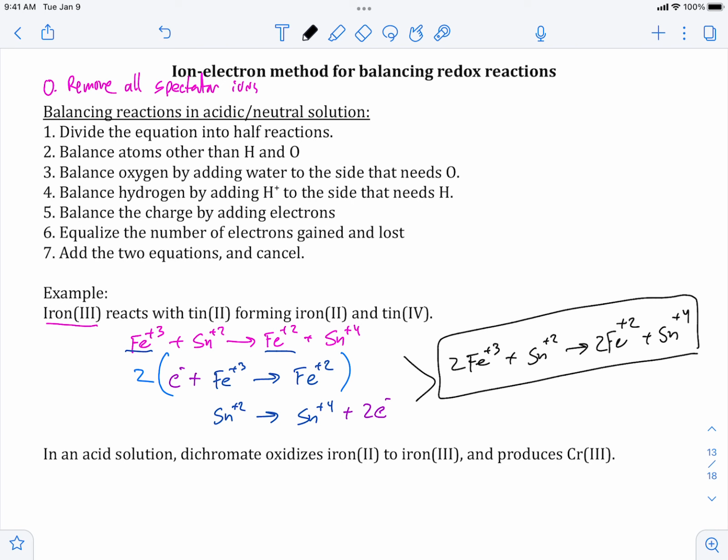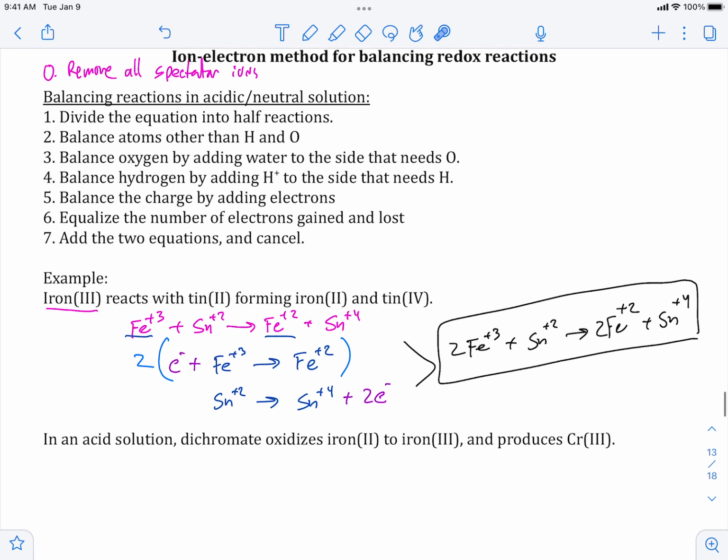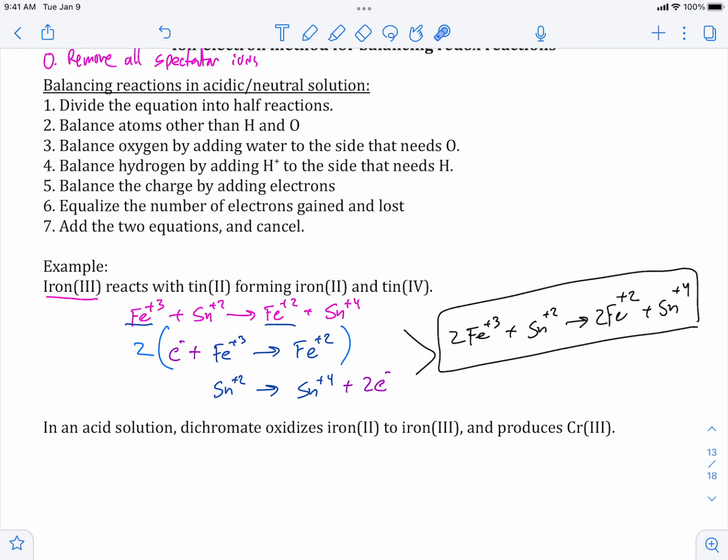Now, granted, this first example was heavily simplified because it didn't have any spectator ions and didn't have a bunch of H's and O's to deal with. Now, a reaction like this is not entirely realistic, so let's move on to a more pragmatic example here.